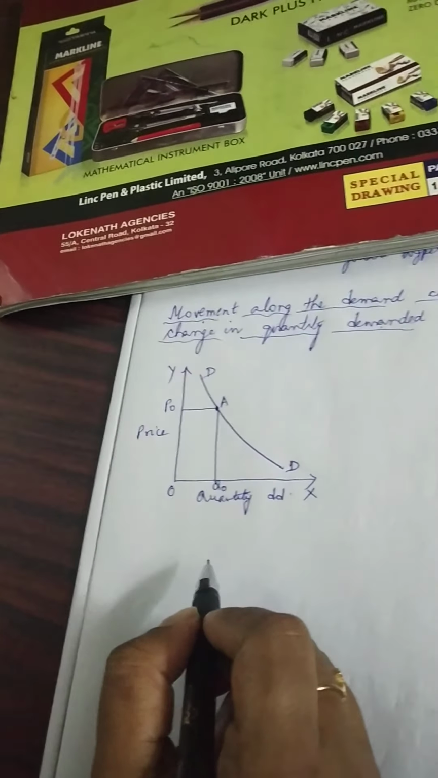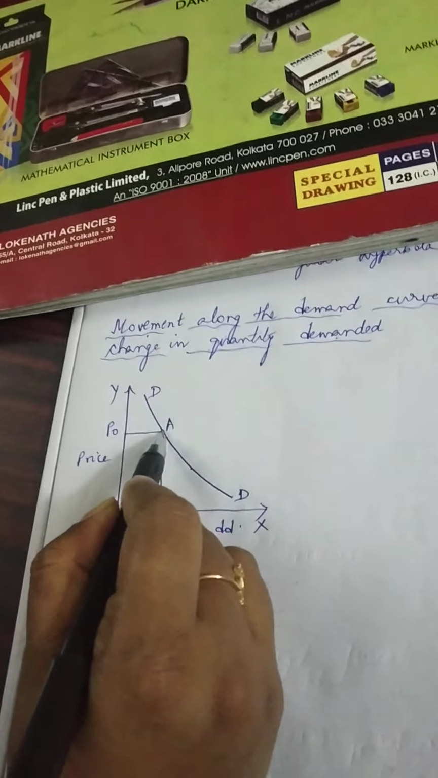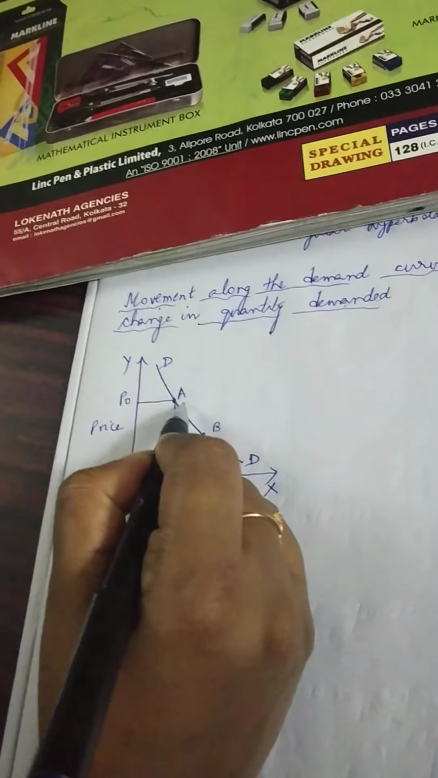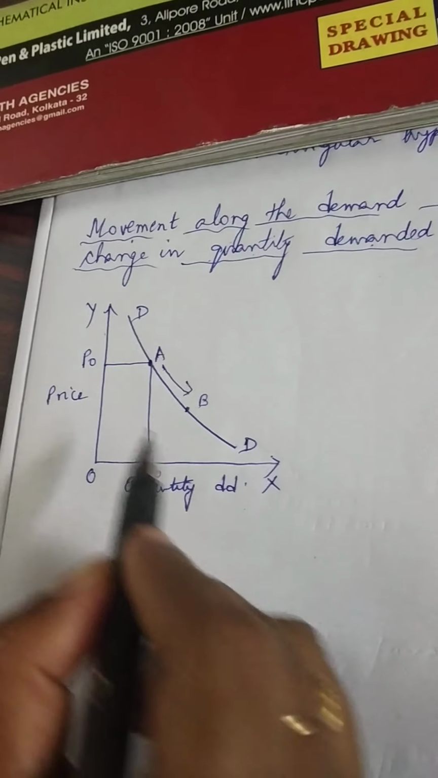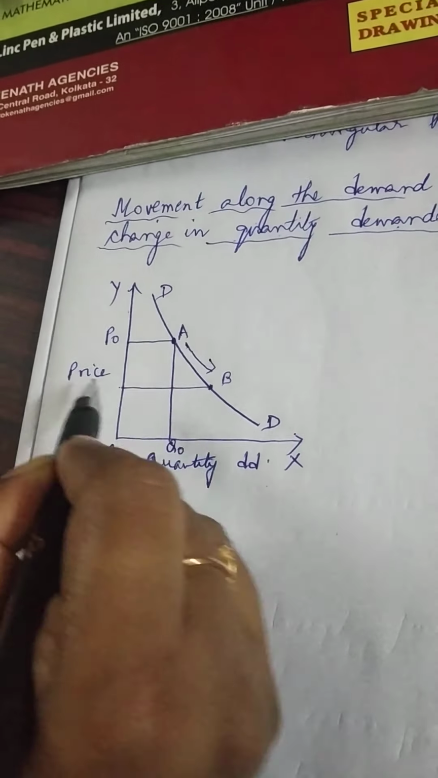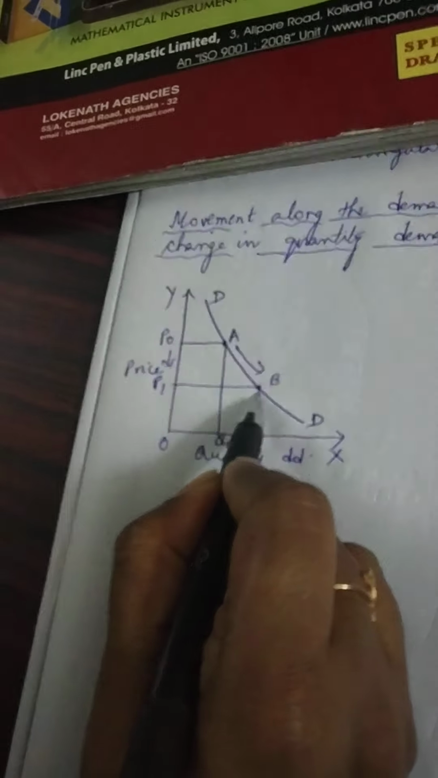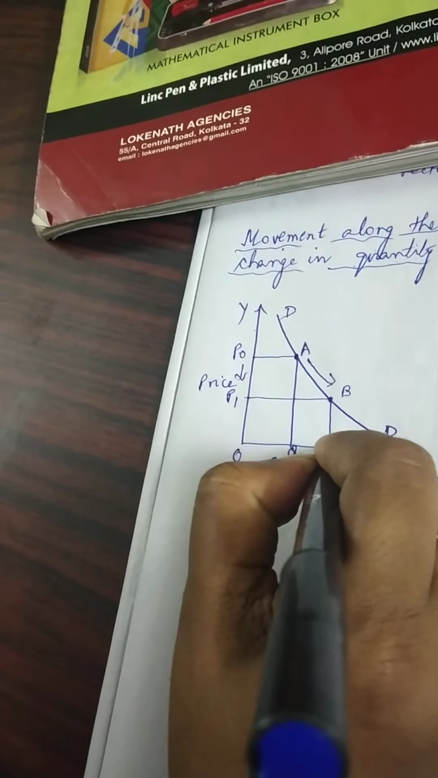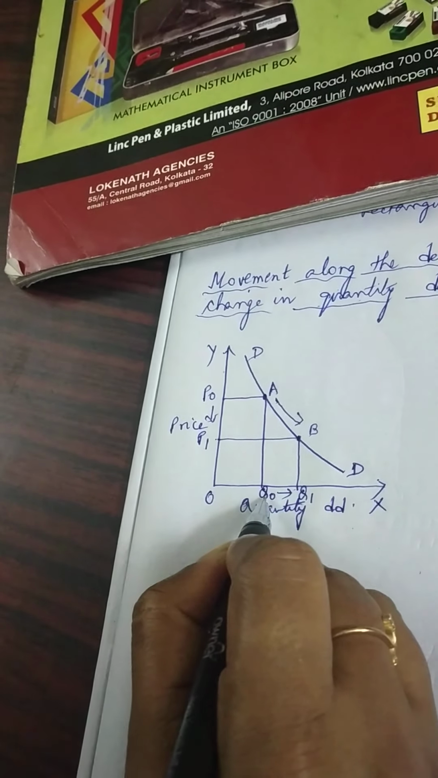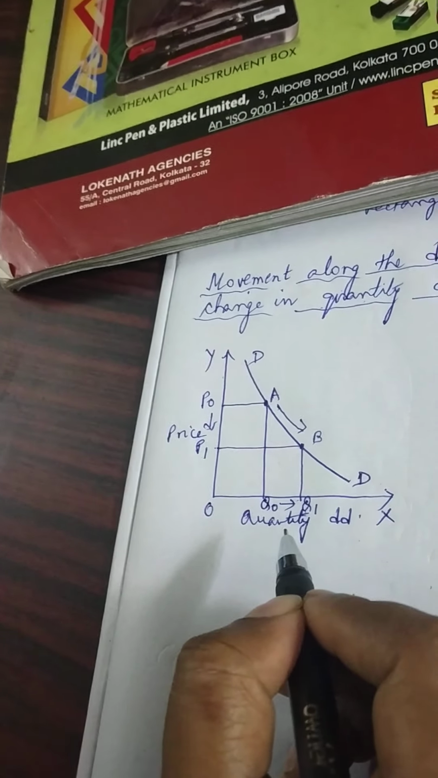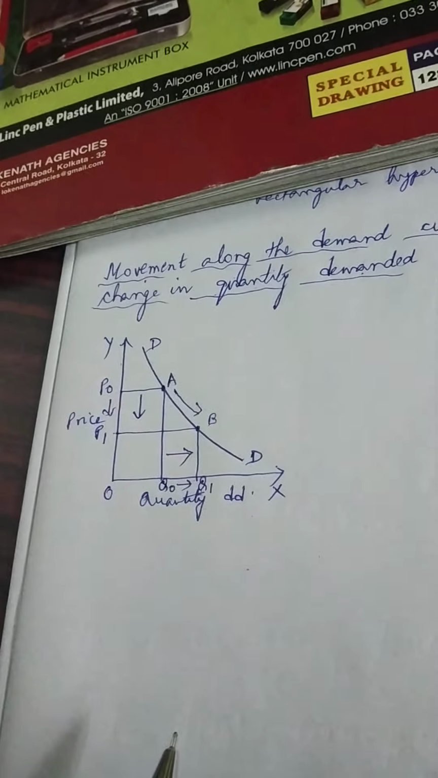Suppose there is a movement downward along the same demand curve, say from point A to point B. So we are moving downward along the same demand curve. So what happens? Look at point B. Price has fallen to P1 from P0, but due to law of demand, as price has fallen, quantity demanded has increased from Q0 to Q1. So here price has fallen, here quantity demanded has increased.